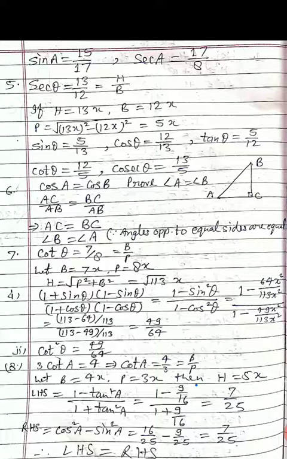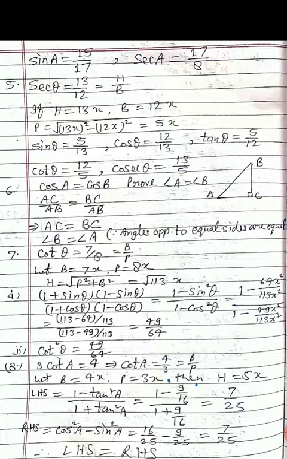The sixth question is: if angle A and angle B are acute angles such that cos A equals cos B, show that angle A equals angle B. Angle A and B are acute angles, so we can draw a right triangle ABC in which angle C is 90 degrees. Now given cos A equals cos B, for angle A, cos is b upon h. For angle A the base is AC and the hypotenuse is AB. So cos A equals AC upon AB.